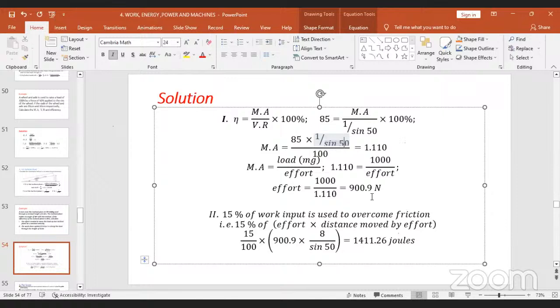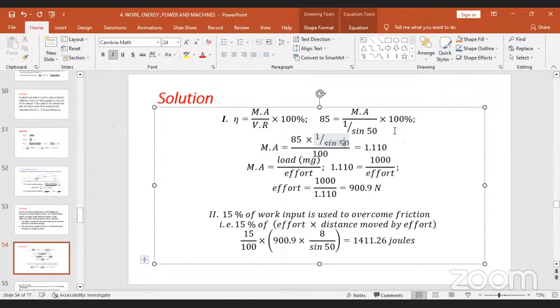So our effort is that. Do we agree that our effort is this? What is on the working? Are you people there or not? We are here. So I'm asking, is this answer 900? Looking at my working, because you are supposed to have looked for mechanical advantage. According to my working, the mechanical advantage is 1.1. I hope that's what you got.